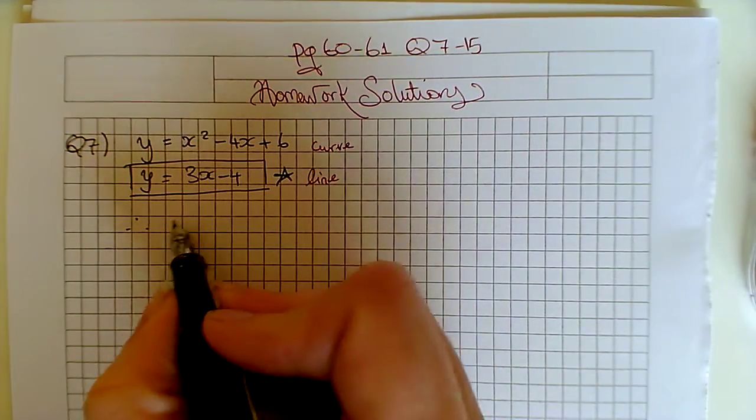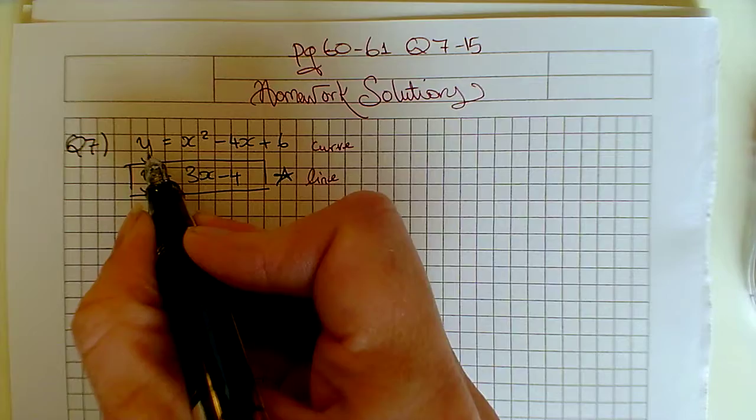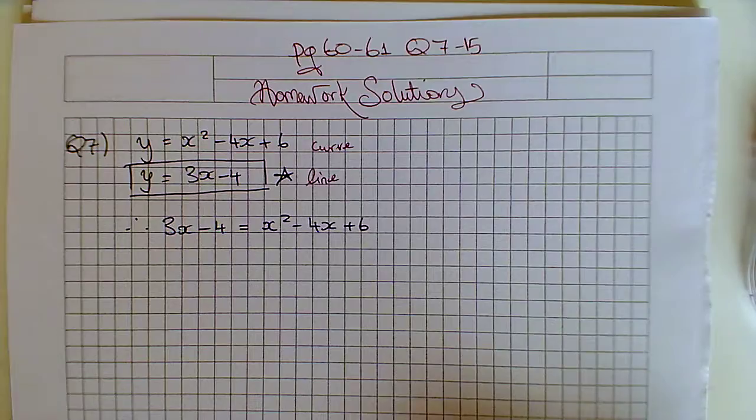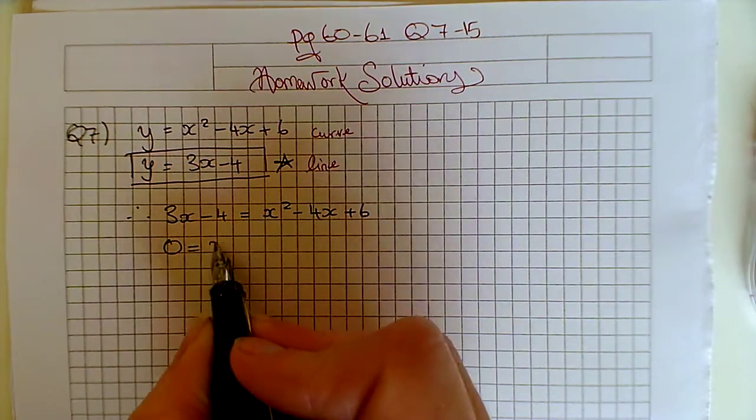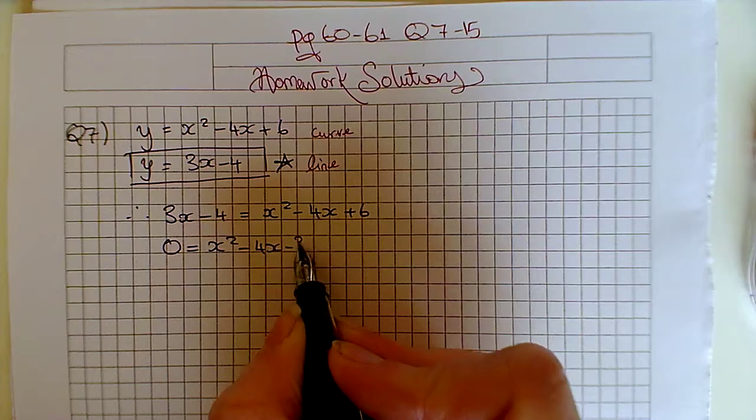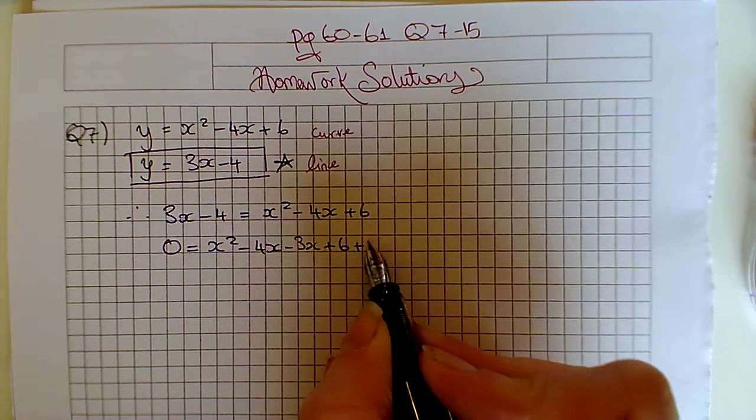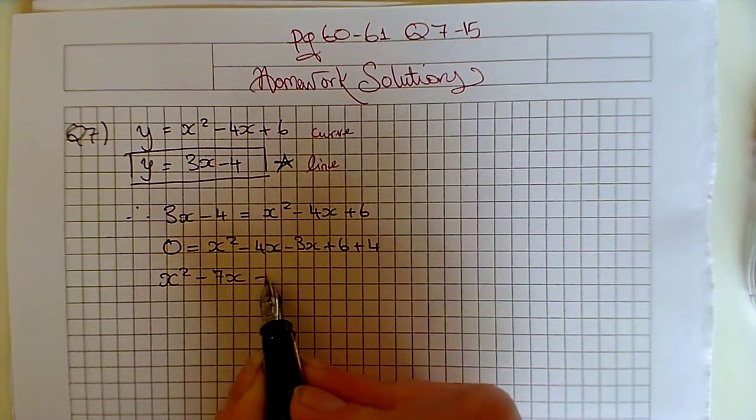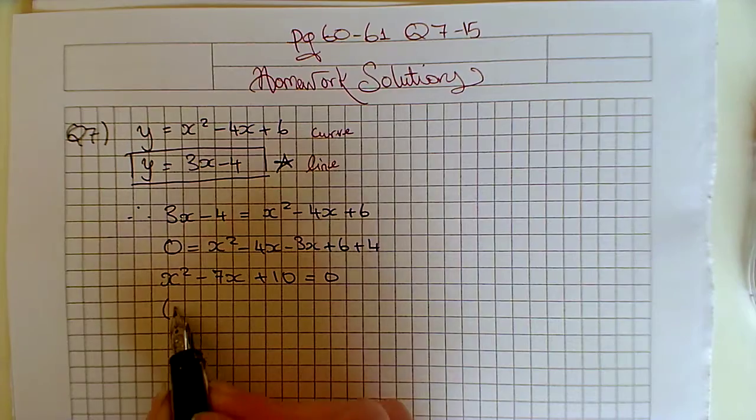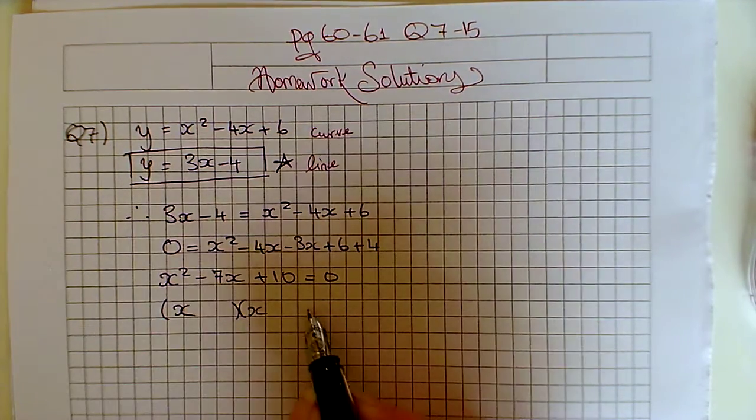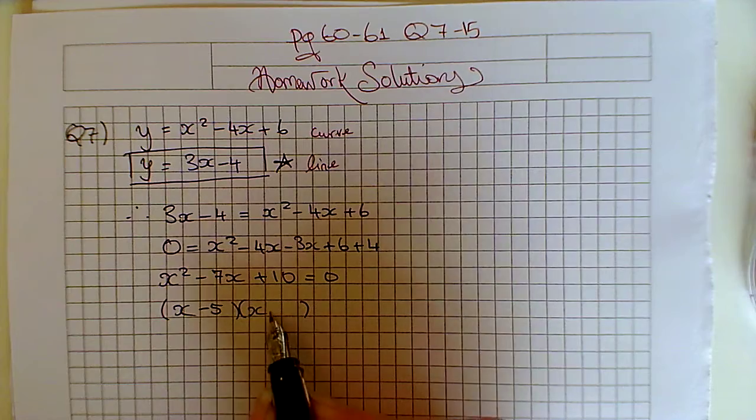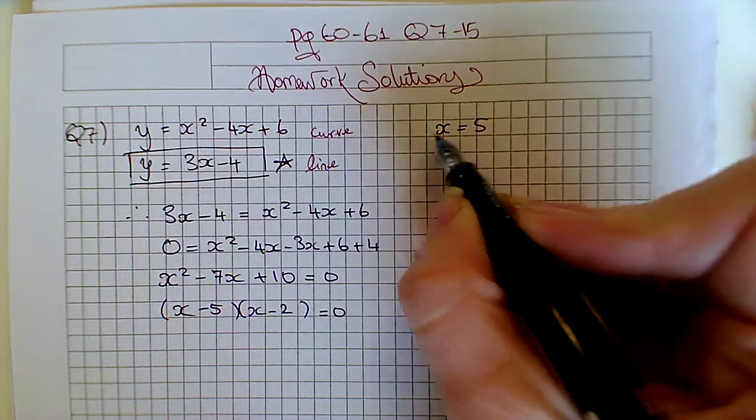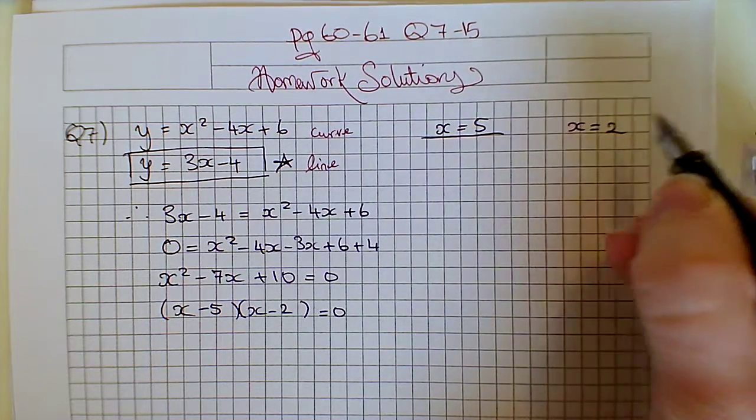Therefore we have 3x minus 4, replacing y, is equal to x squared minus 4x plus 6. Next we're going to bring everything to one side: 0 is equal to x squared minus 4x minus 3x plus 6 plus 4. My quadratic, when I tidy it up, is x squared minus 7x plus 10 equal to 0. And that factorizes using x minus 5 and x minus 2 equal to 0. So my x values are either x is equal to 5 or x is equal to 2.